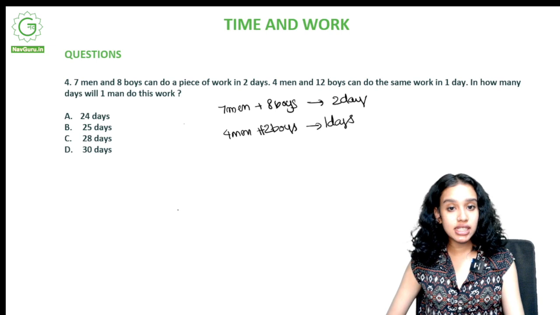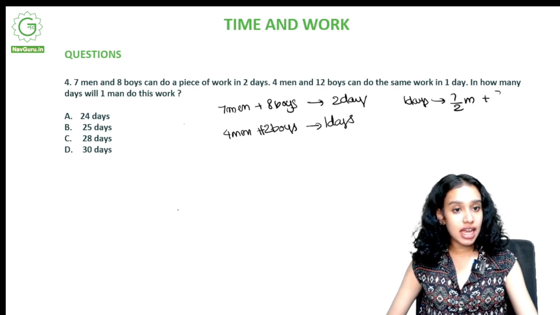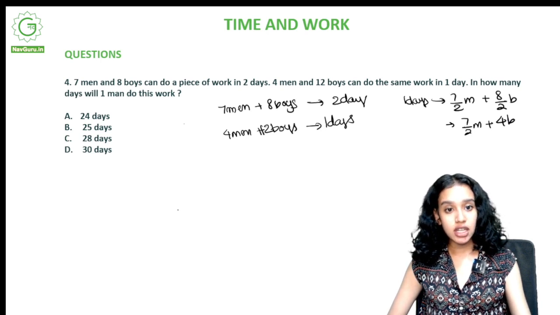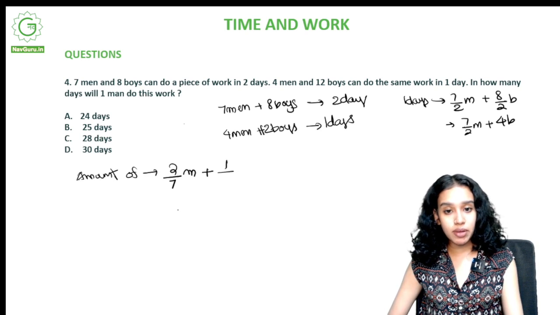So, in 2 days, 7 men and 8 boys are doing this work. So, in 1 day, we require 7/2 men and 8/2 boys to do this work, which gives us 7/2 men and 4 boys to complete the work in 1 day, right? Now, the amount of work done by 7/2 men and 4 boys in one day would be 2/7 of the work done by men, plus 1/4 of the work done by boys. And the next time we have 1/4 of the work done by men and 1/12 of the work done by boys.